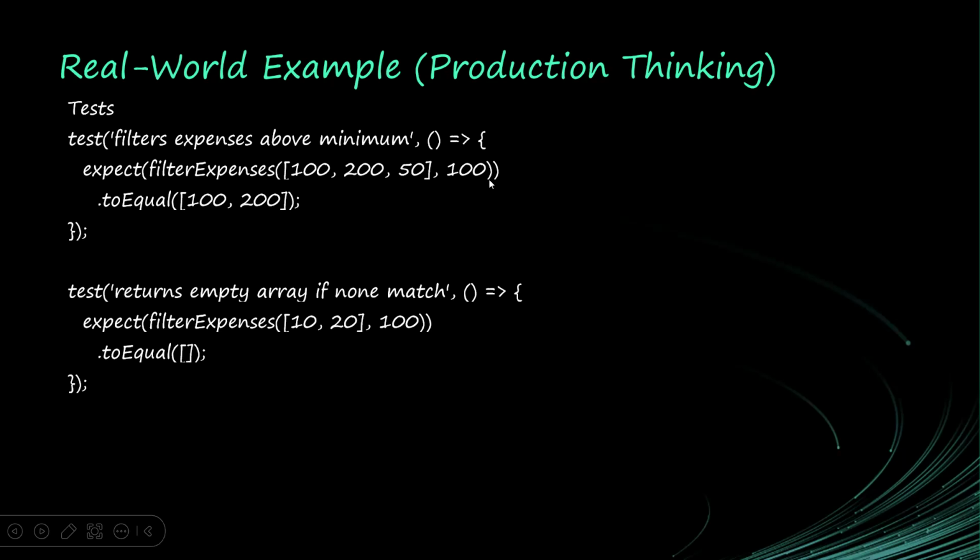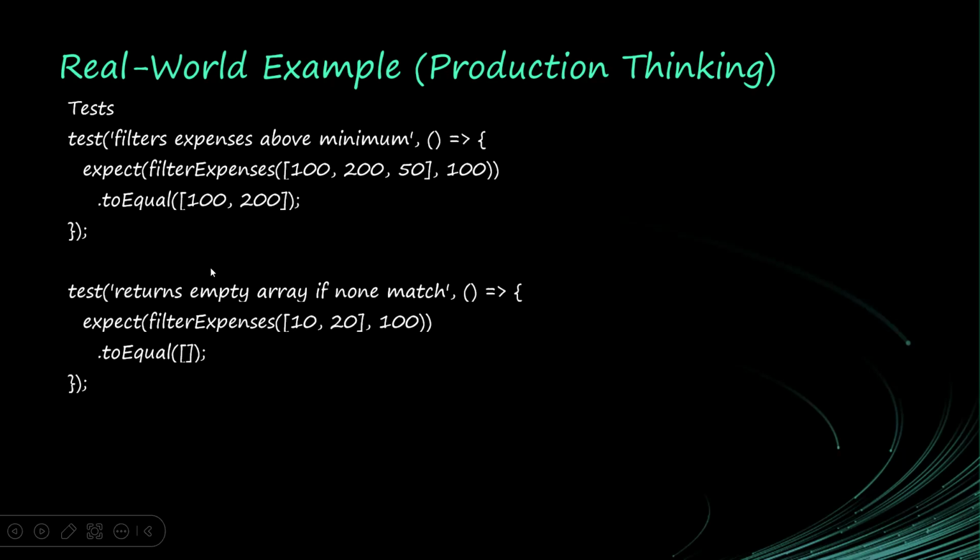I am not here to write functions. I'm here to talk about unit testing. So now we also have another one. We are filtering when everything we have in the array is lower than the minimum. Of course, it's supposed to return an empty array. So that is the second test here.